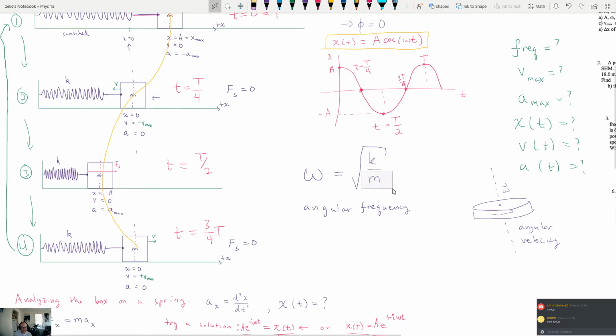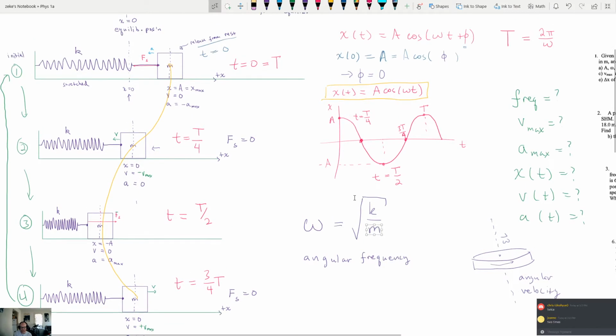Okay, what about the thing in the denominator, the mass? This says that omega will be larger when the mass is small, and omega will be smaller when the mass is big. Is that reasonable? If I have a big, massive object on here, it is reasonable, right? Because if this object is really massive, it has a lot of inertia, which means it's going to be really sluggish when you try to move it back and forth.